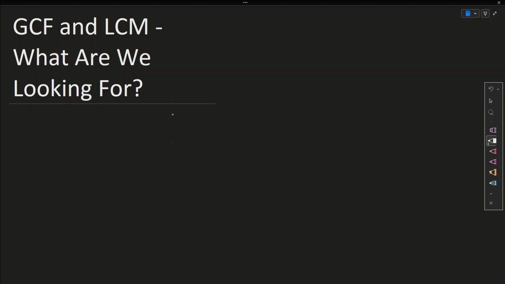Welcome back. In this lesson, we are going to explore two very important ideas in number theory. The greatest common factor, or GCF, and the least common multiple, or LCM. These ideas come up often in elementary mathematics, especially when working with factors, multiples, divisibility, and later with fractions.